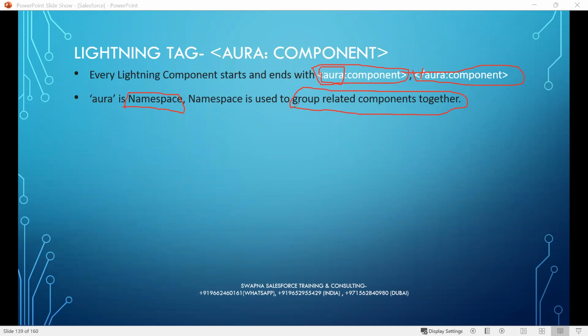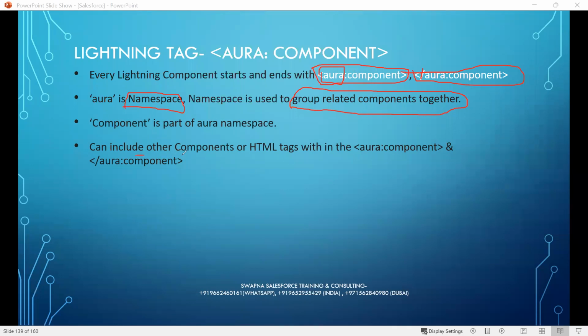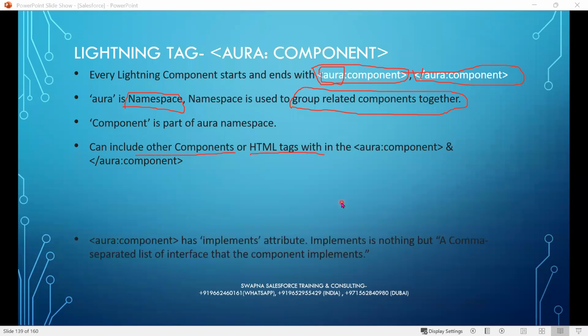Group related components together. We will understand more clearly in our live sessions what a namespace is, but for now, let's understand it is a group of related components. Aura is a namespace, and component is part of the Aura namespace. Within an Aura component, we can include other components as well as HTML components.